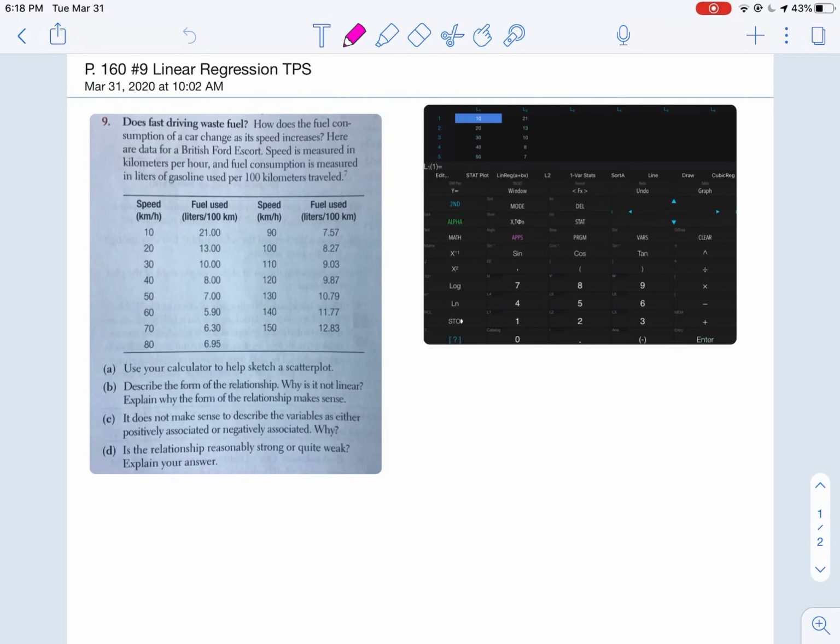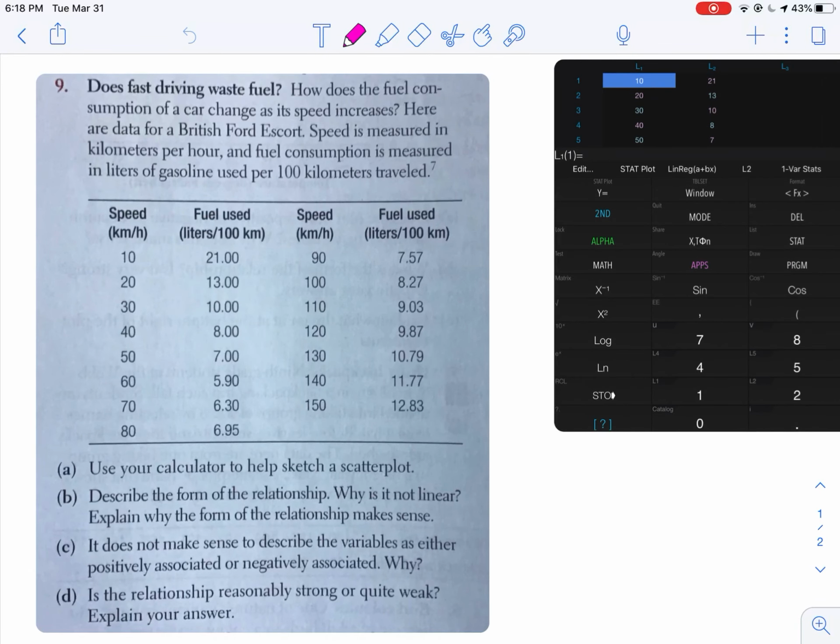Alright, you'll notice I have this set up for you already. So we're looking at speed and fuel used. And they're trying to see, does the fuel consumption of a car change as speed increases? So we're trying to see if the fuel's going to change when it comes to the speed here.